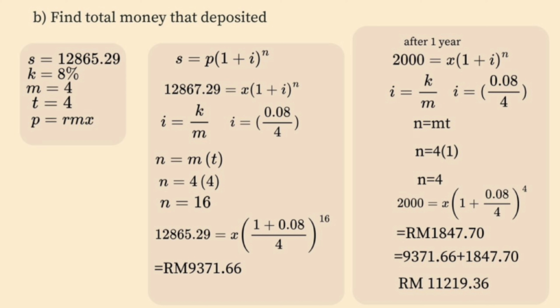So 2,000 equals x in bracket 1 plus i close bracket to the power of n. n is equal to 4. So after we solve it, the answer is RM12,219 ringgit 36 cents.